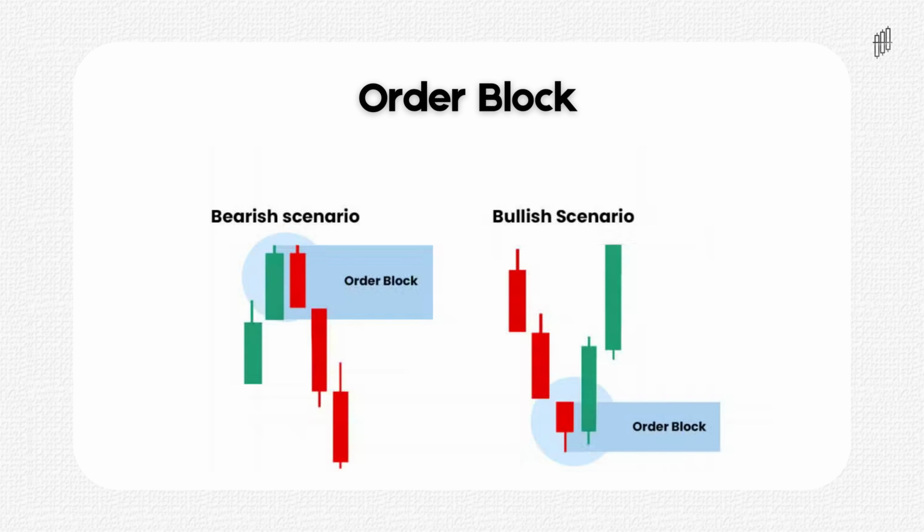Let's get into it. To understand mitigation block, first we need to understand order block and breaker block. An order block is the last opposing candle before a significant impulsive institutional move. In a bullish scenario, it is the last bearish candle before price launches aggressively higher. The candle where institutional buyers place their largest buy orders before driving price upward. In a bearish scenario, it is the last bullish candle before price drops aggressively lower. The candle where institutional sellers place their largest sell orders before driving price downward.